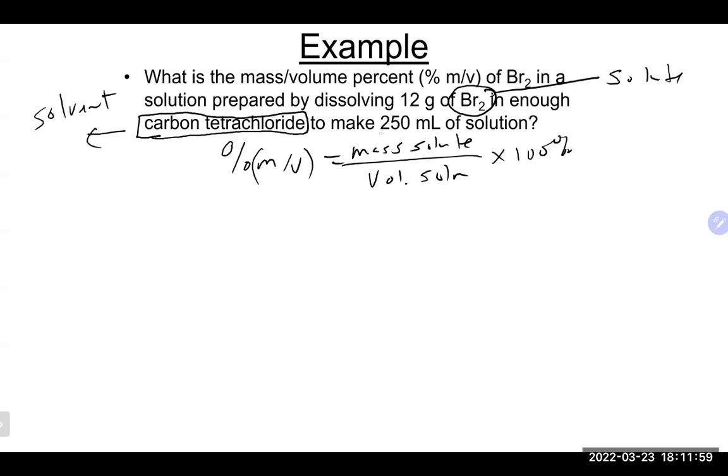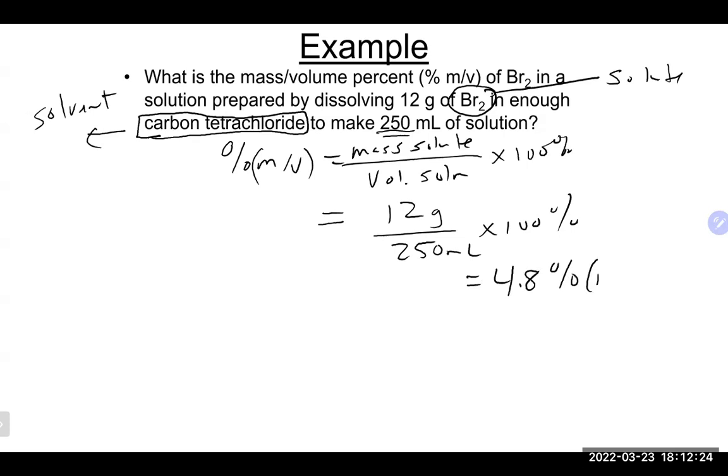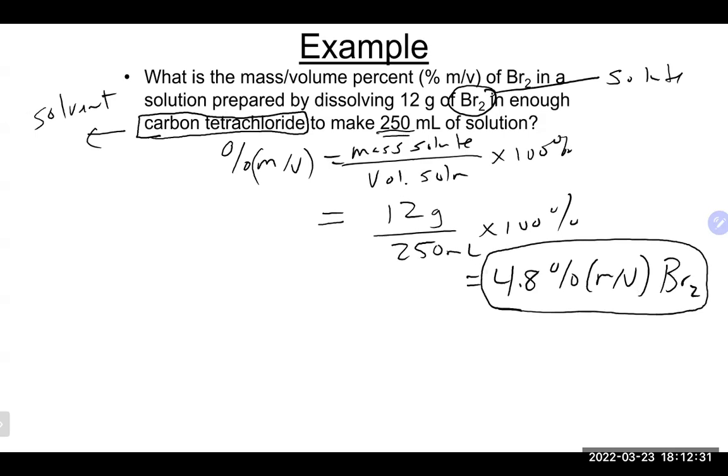But in this case, they did give us the straight volume of solution, so that's all taken care of for us. So we could just put it in. We'll take our 12 grams, divide it by 250 milliliters, times 100%. That would be 12 divided by 250 times 100. Looks like 4.8% mass to volume Br2 would be our answer here. Question on that one?